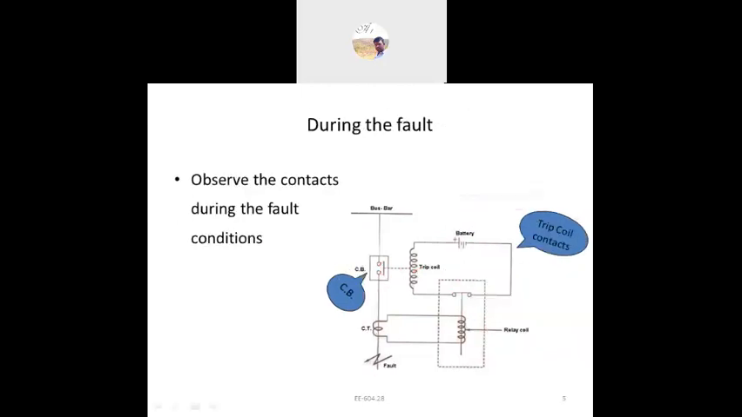So this is the fault condition. How will it run? It will be the trip circuit. The contacts we can see will be open under working conditions. Under normal working condition, this will be closed and this will be open. That is the normal operating condition of the relay coil and CB.